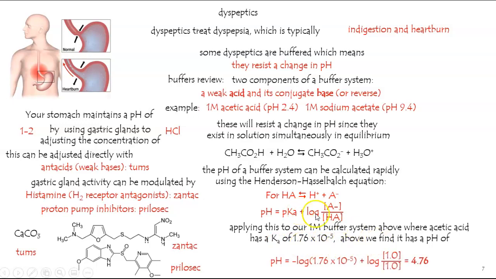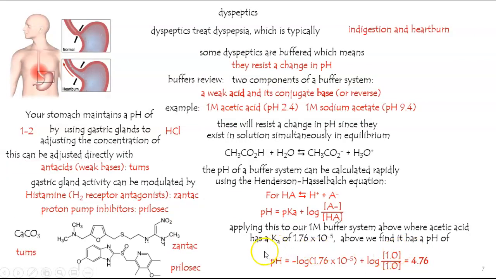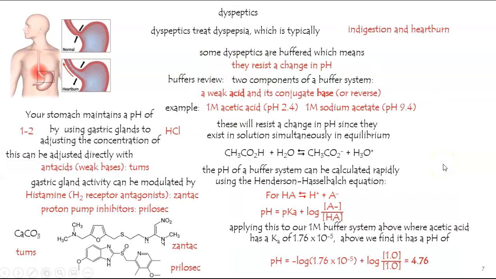4.76. And you add to that the log of these concentrations, but hey, they're the same. So it's the log of 1, I believe, which is 0. There it is, and you end up with a pH of 4.76. That's a little bit about buffer systems and how you can calculate their pH.